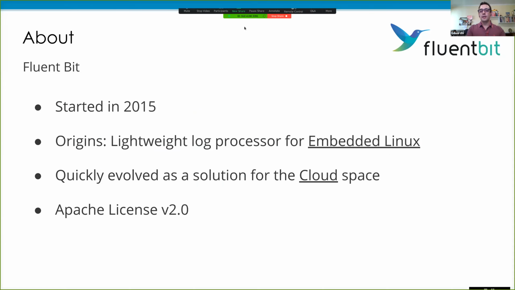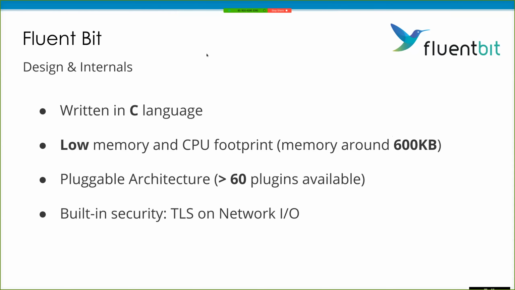cloud native space. And with this, we always thought that we needed to have something that was very lightweight and really fast and very efficient from a memory and CPU perspective. That's why it was written in C language. It's very optimized. If you are doing nothing with Fluent Bit, like an idle instance, it barely will use 600 kilobytes. And with its pluggable architecture, we provide more than 60 plugins to deal with different sources of data, data formats, and also with the ability to ship this data out to different destinations. And of course, we provide built-in security, TLS, and networking I/O.